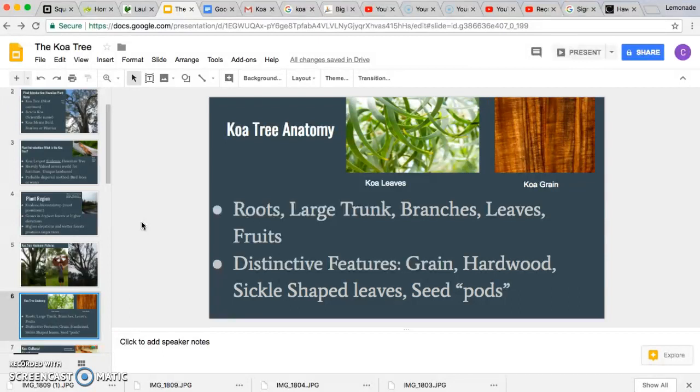It also has very unique sickle-shaped leaves. These sickle-shaped leaves are used to catch specific kinds of sunlight during times of the day for koa trees, and it has very unique seed pods, which are these large brown seed pods that resemble peas, and they contain many tiny seeds in them. These are all distinctive features of the koa tree, and this is what makes it different from other trees in the Hawaii Island and across the world.